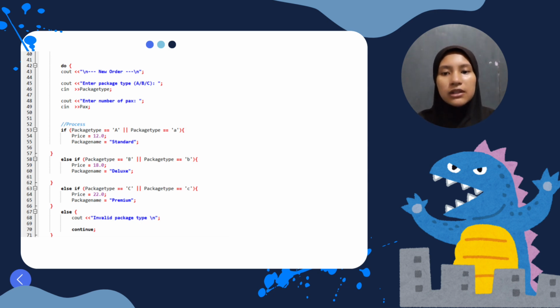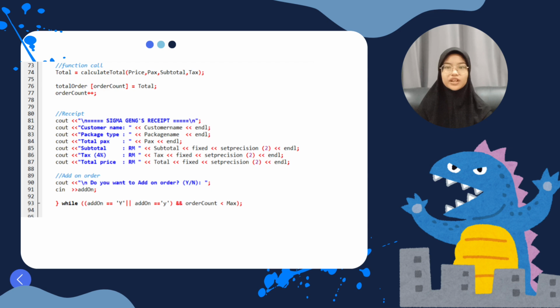But if the user enter anything beside A, B, C, it will go to the else, which will show out invalid package type, and then continue. This means it will be asking back what package type the user want until the user or customer enter a correct code. This section of our code handles two critical tasks.